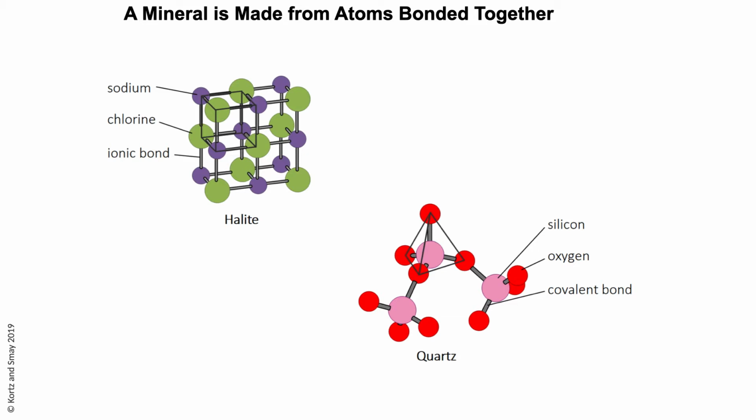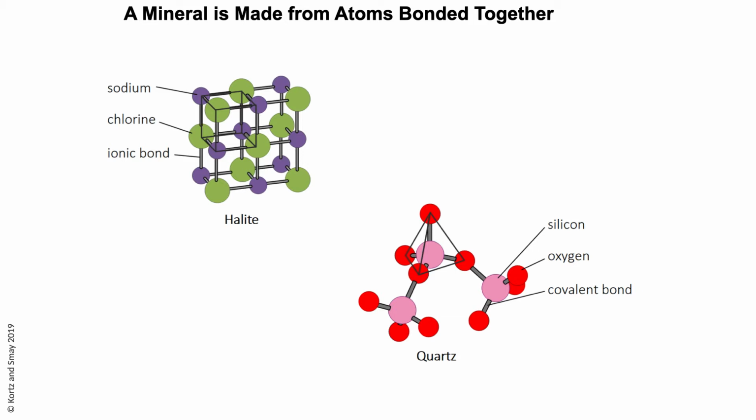So we've got 2 examples here just to sort of get our brains going. One is the mineral halite, and you probably know this as table salt. It's made up of alternating atoms of sodium and chlorine, so another name for it is sodium chloride, halite, or rock salt, or table salt.